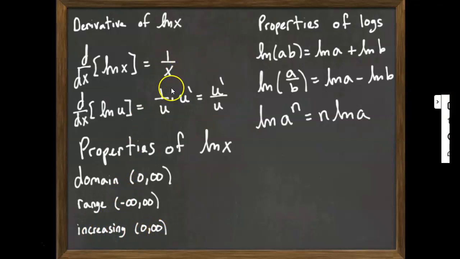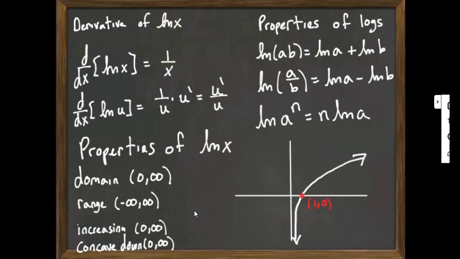The derivative of 1 over x would be negative 1 over x squared, which would always be negative, which means that the graph of the natural log function is not concave up. It is concave down. It is always concave down because its second derivative is always negative. So putting that information together, we have this basic graph of the natural log.